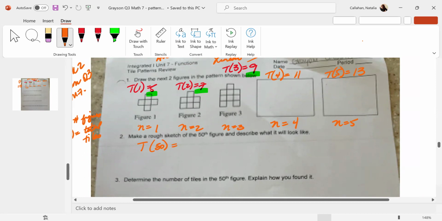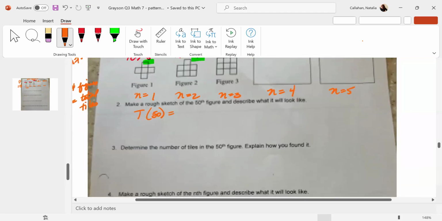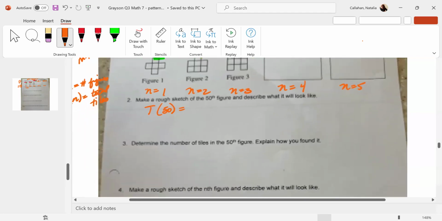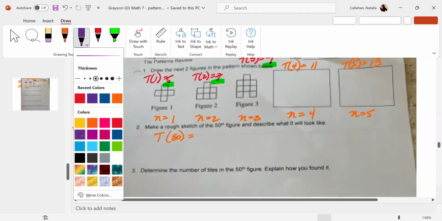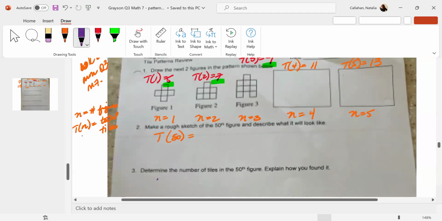Well, I don't really care about doing that. You did that, correct? So that's fine. Determine the number of tiles in the 50th figure. Well, this is the one we're going to have to use our math for, right? y equals mx plus b. Remember, you need to have m and b to complete the equation.